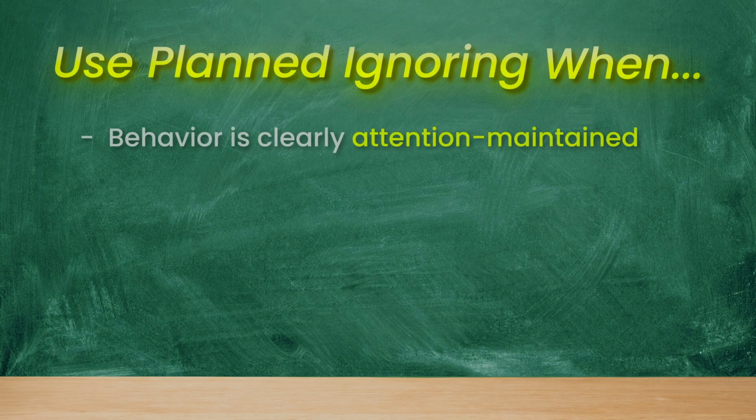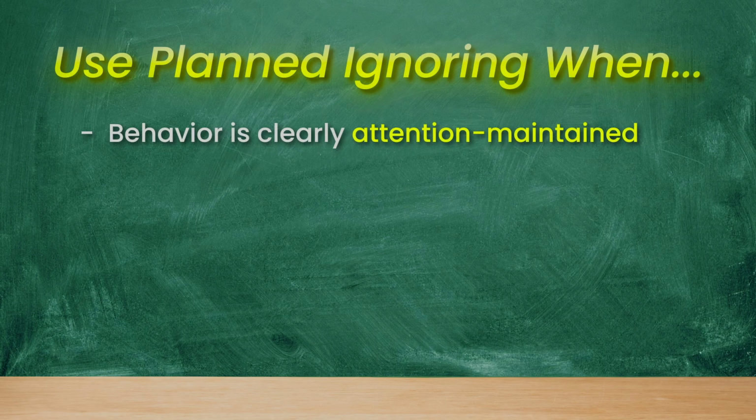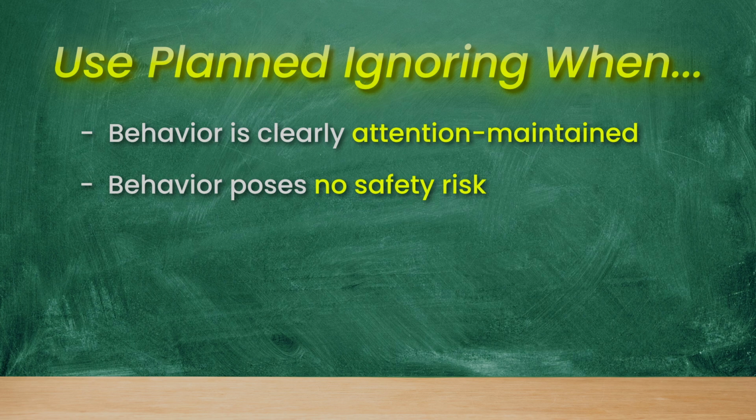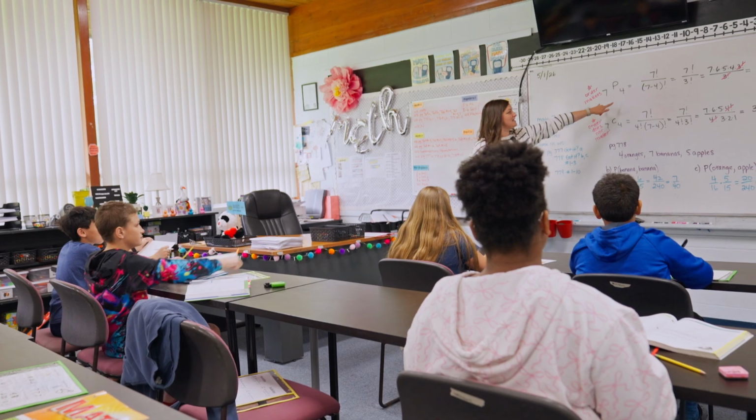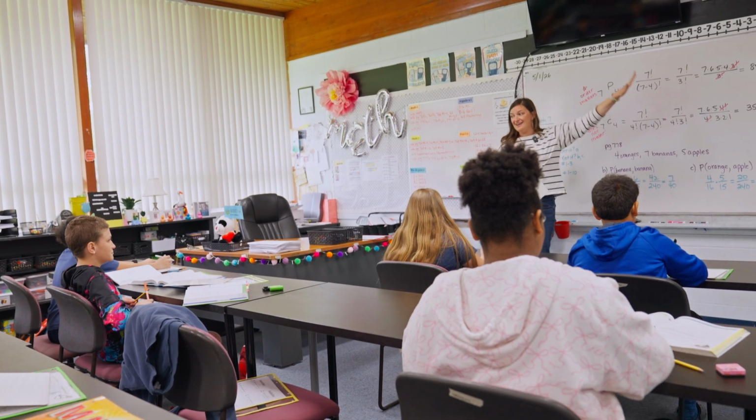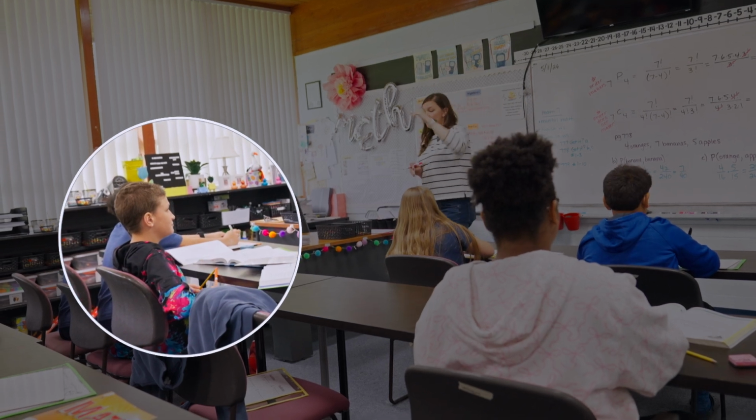Planned ignoring is appropriate only when the behavior is clearly attention maintained, poses no safety risk, and instruction can continue smoothly. It is also important that peers are unlikely to escalate the behavior, particularly if they have been coached or reinforced for staying engaged. Planned ignoring is characterized by utilizing a calm, neutral stance.